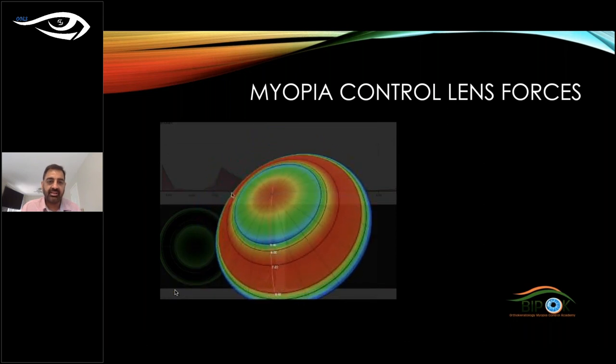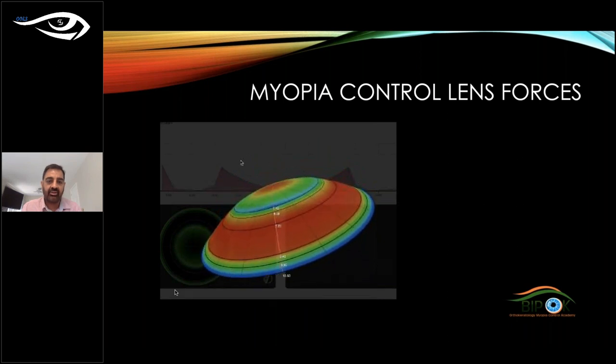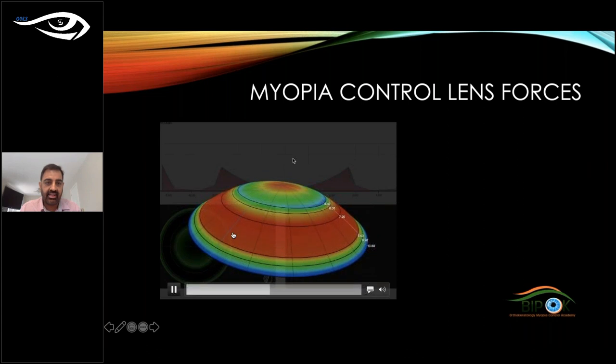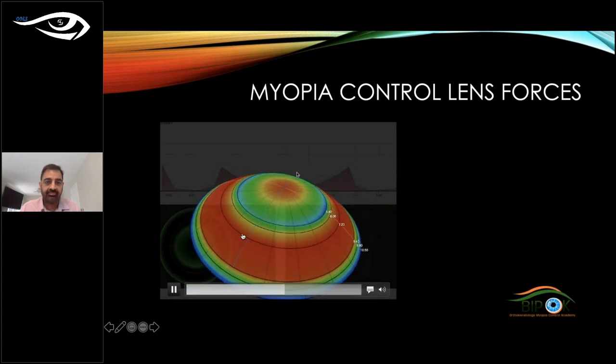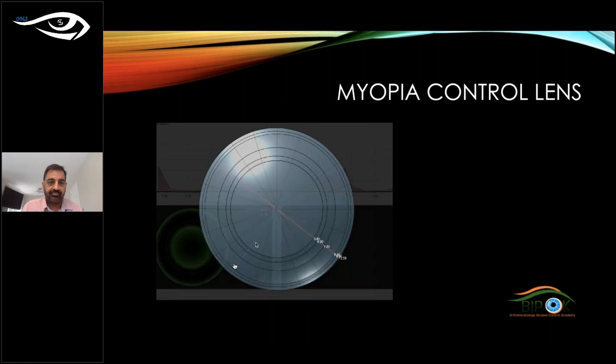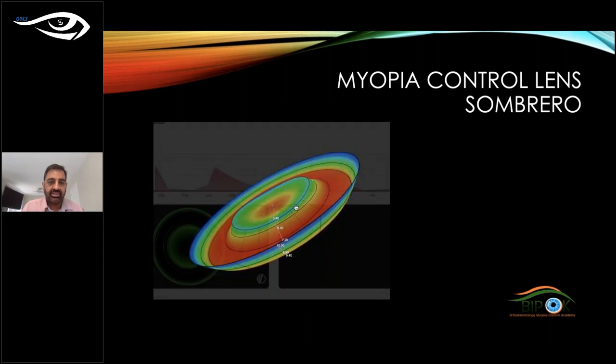Again, the forces that are going to be acting. You can see it's a much wider ring on that red zone here. And you can see a bit of asphericity coming in. Again, the sombrero is giving you that same effect. You can see now how far it's gone in there.